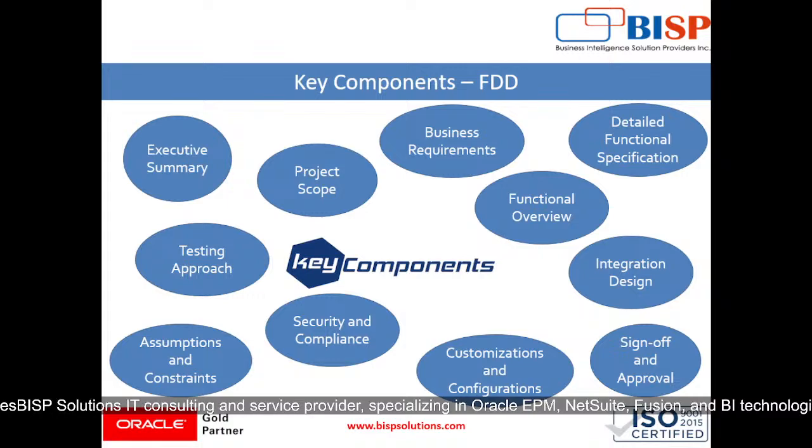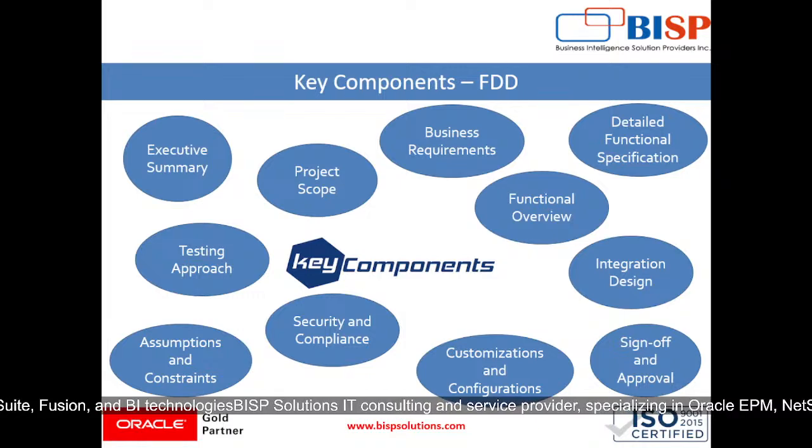Then functional overview, which describes the overall functionality and design approach of the system. The contents involved in the functional overview are system workflows and high level processes, and an overview of integration and dependencies.